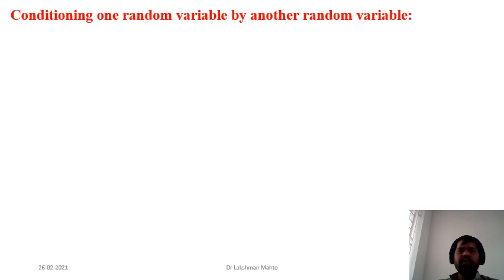Now, one more conditioning is there. In the last case we discussed that we can put conditioning over X by some event. Now here we can put conditioning over a random variable by another random variable. So it is a little bit of a generalization of the last case.